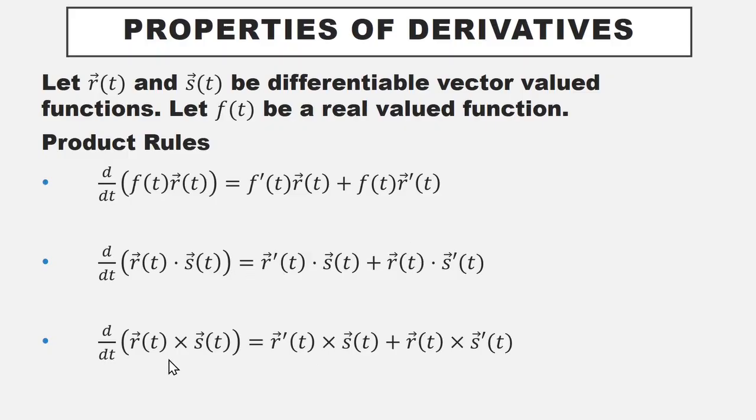And then lastly, cross product. If I take the derivative of the cross product of r and s, I can also do derivative of r cross product with normal s plus normal r cross product with derivative of s. By the way, notice that order matters on this one. So when I dealt with the r, I always kept it on the left-hand side when I'm dealing with this cross product. So both the r prime and the r are on the left-hand side. Order matters there.